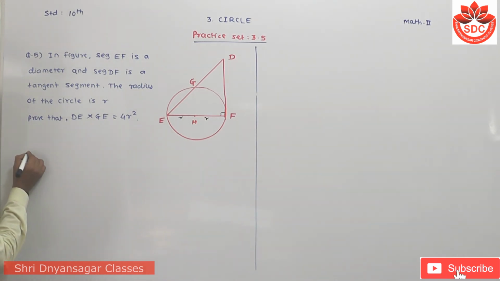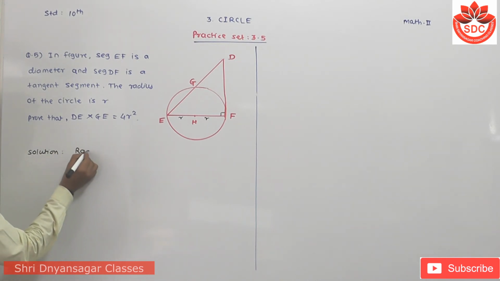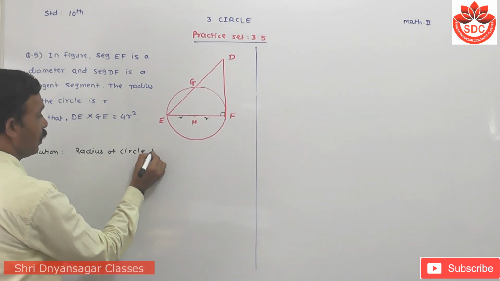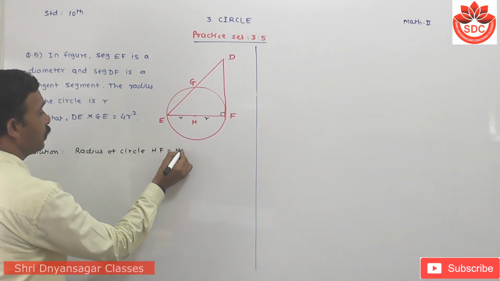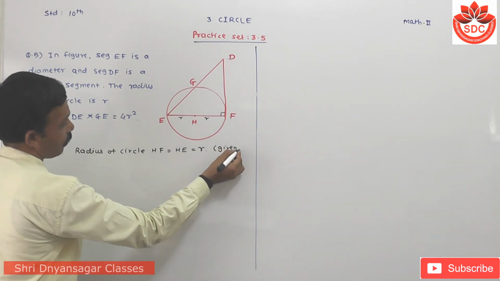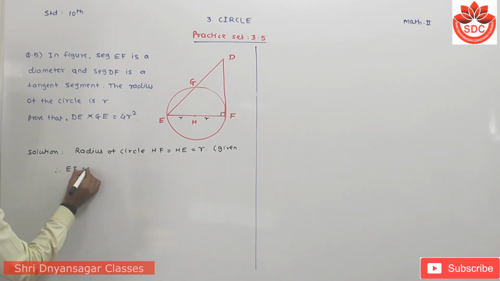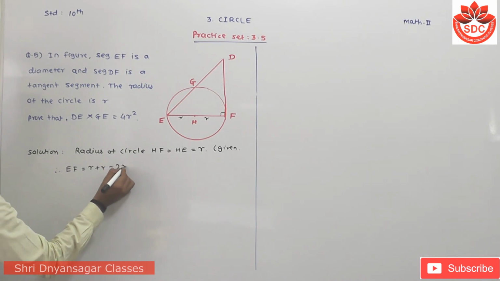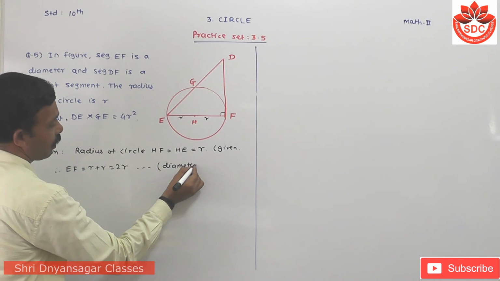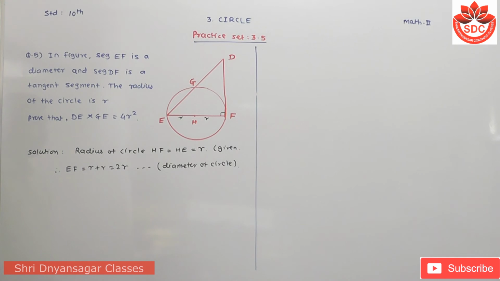Now first, in this solution, write here: radius of circle HF is equal to HE is equal to R, which is given. Therefore the diameter EF is equal to R plus R is equal to twice R, because the diameter of a circle is twice its radius.